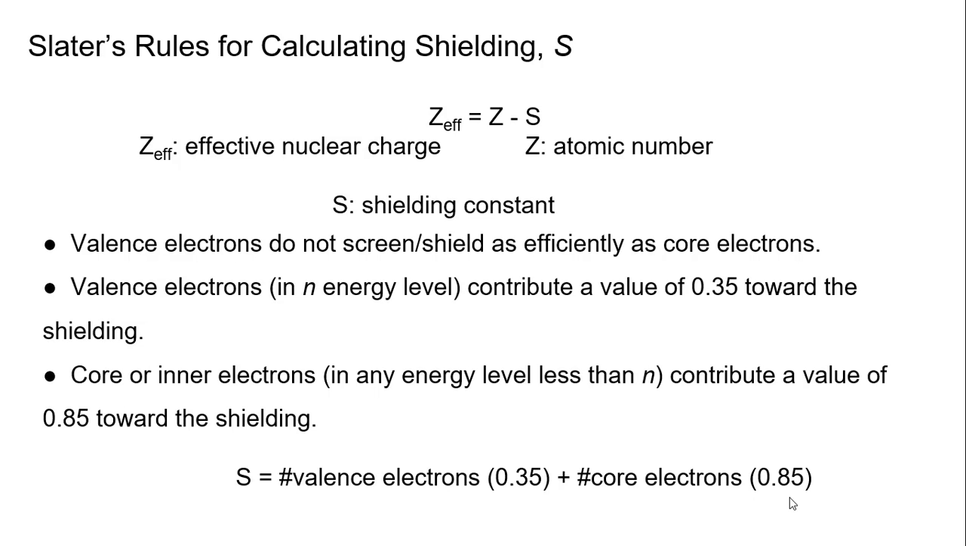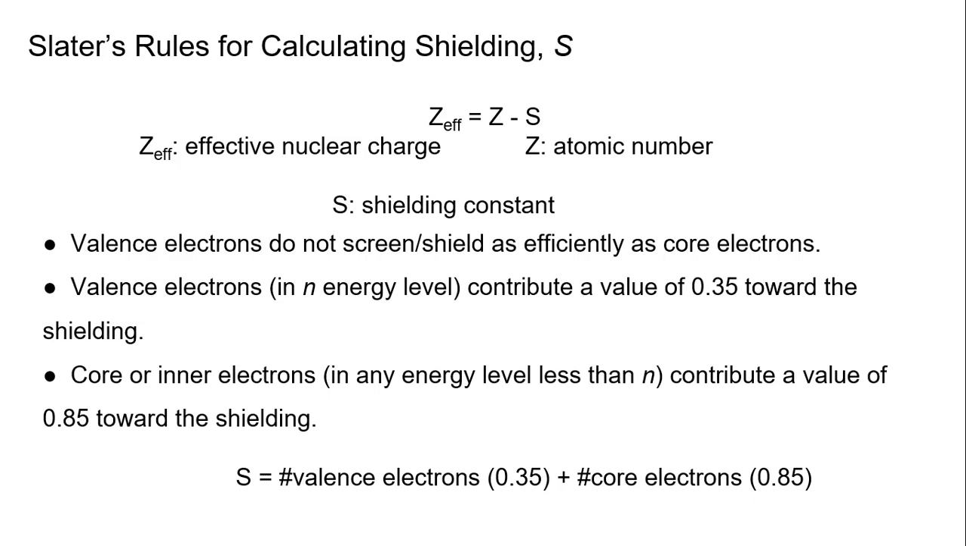So Slater's rules for calculating shielding is an S, and it is the same equation that is listed in 9.2. This is equation 9.1. The Z with the F means effective nuclear charge. The Z is the atomic number and S is for shielding. Valence electrons do not shield or screen as efficiently as core electrons from the nucleus, the protons. Valence electrons in N energy level contribute a value of 0.35 towards the shielding, and core or inner electrons contribute a value of 0.85. This is very different from the way that Dr. Christensen has discussed it in his lectures. Not very difficult, but is definitely different, so you should know both ways.